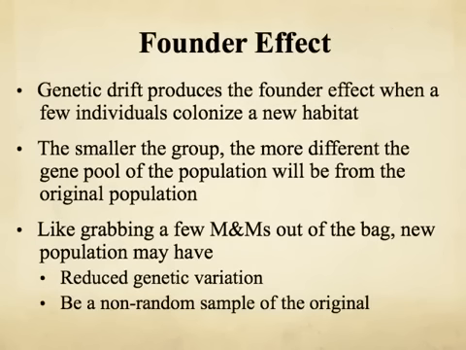So the other type of genetic drift is called the founder effect. And this is basically where a small group of organisms go colonize a new habitat. And that small group that goes and colonizes the new habitat is very different than the original gene pool of the population that it came from.